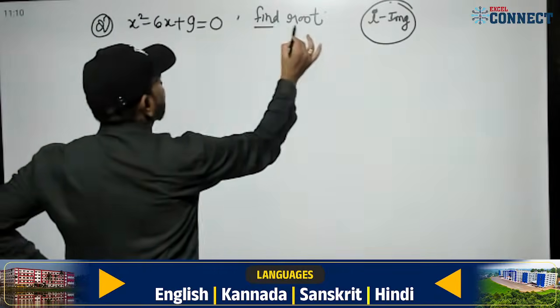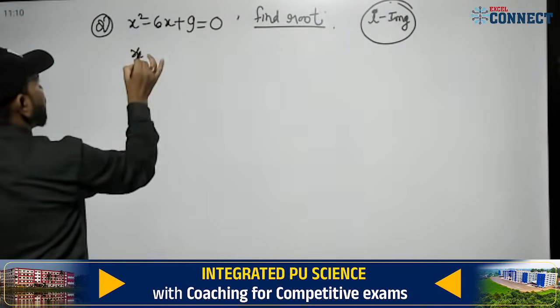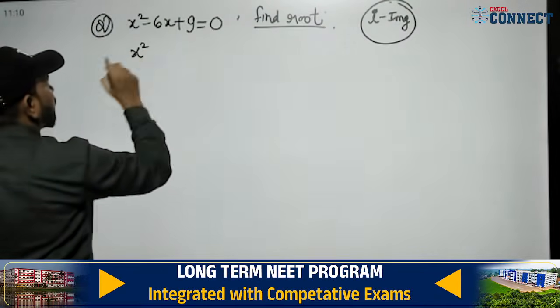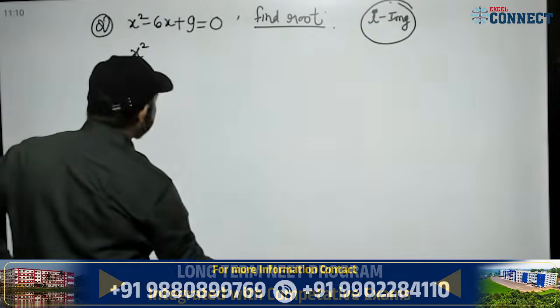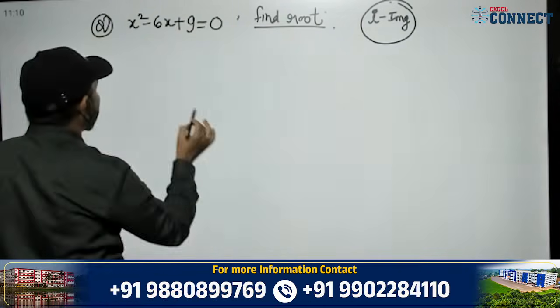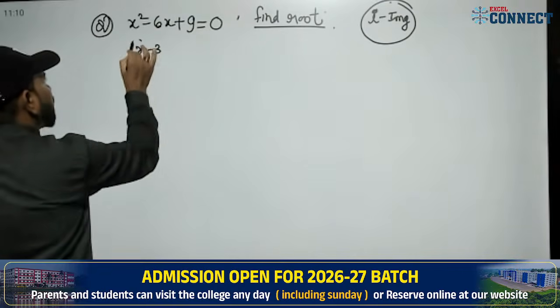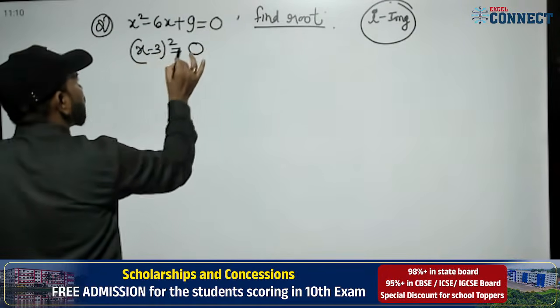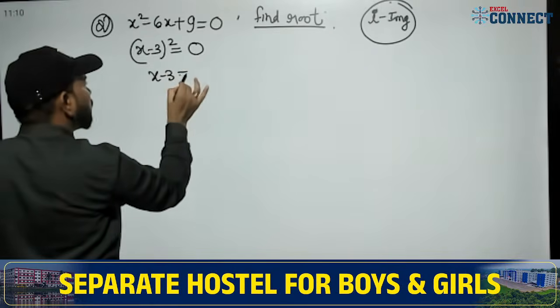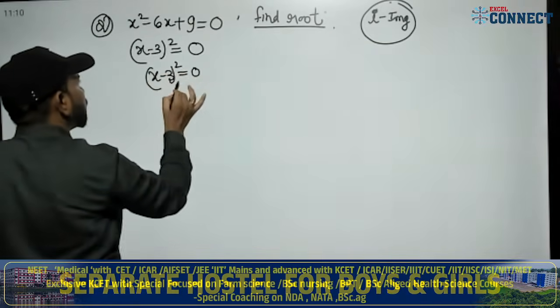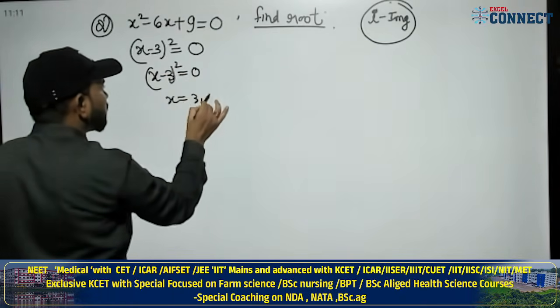Find the roots. It means what? I can factorize this x square; it is directly visible. This is (x minus 3) whole square, which is equal to 0. It means x minus 3 is equal to 0, and both roots are the same. It means x is equal to 3, 3.